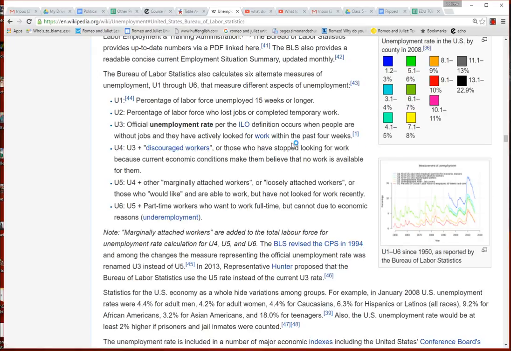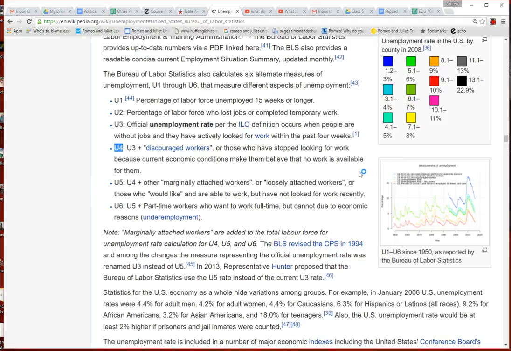So you can imagine that those people that quit looking, they're not qualified for this looking for work within the past 4 weeks that needs to be done for our current number. But they're still not working, obviously. They're still not collecting money. They're still not helping the economy. So that's why U4 collects that information.